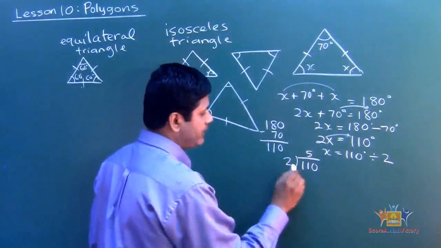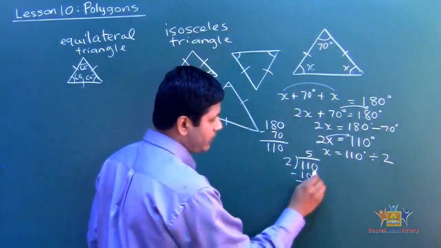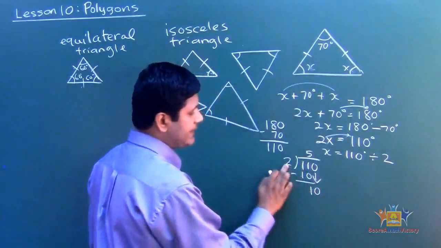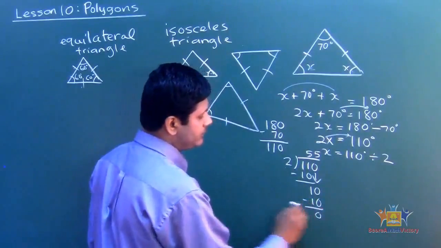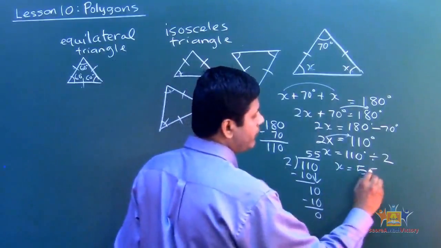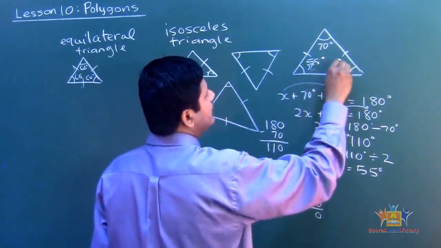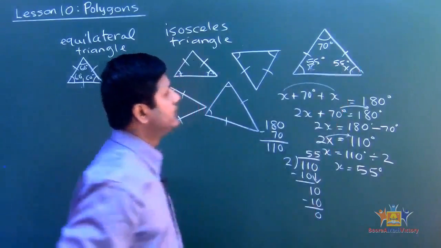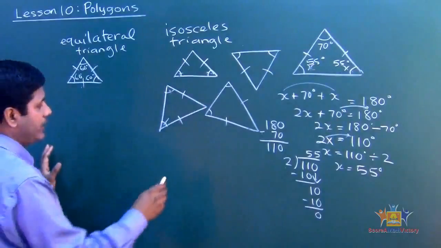5. 5 times 2 is 10, 1 minus 0 is 1, 1 minus 1 is 0. And then bring the 10 down. In 10 there's how many 2? 5. 5 times 2 is 10 minus 0. So that means x equals 55 degrees. So that means this is 55 degrees and this is 55 degrees. See that? It's very important. Okay, let's give another scenario for isosceles.